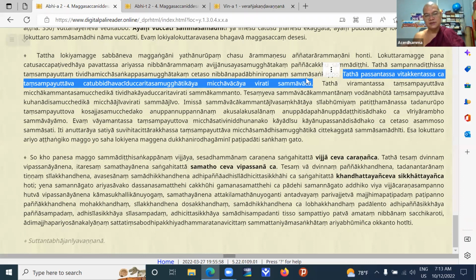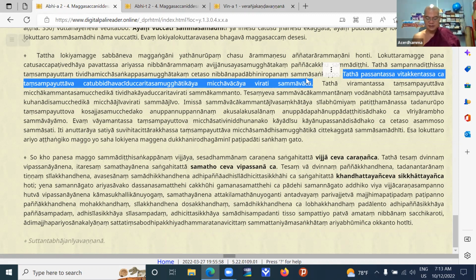So sammā vācā, which is associated with sammā diṭṭhi, is sammā saṅkappa, which completely abstains from all kinds of vacī duccarita. It abstains from micchā vācā. Vācā is called sammā vācā here. Tassa viramantassa tassa abbhuṭṭhāya micchā saṅkappa samucchedika. So sammā saṅkappa uproots micchā saṅkappa here.